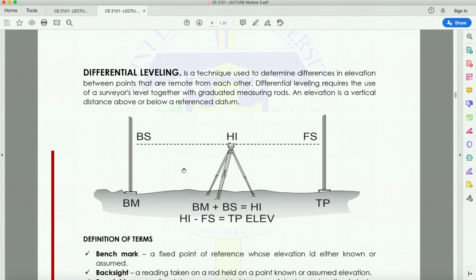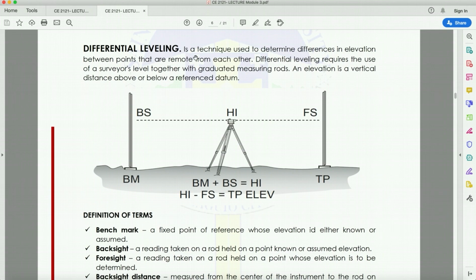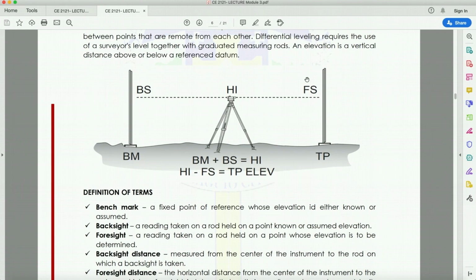Okay, differential leveling. Differential leveling is a technique used to determine differences in elevation between points that are remote from each other. Differential leveling requires the use of surveyor's level together with the graduated measuring tools. So these are your graduated measuring tools. Okay. An elevation is a vertical distance above or below a reference datum. Okay. So BS, BM, FS, TP.